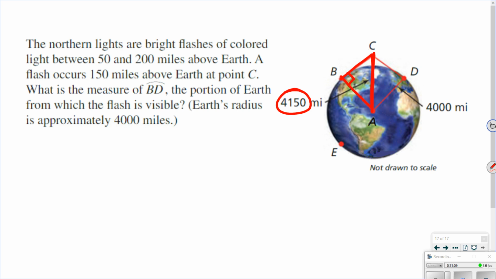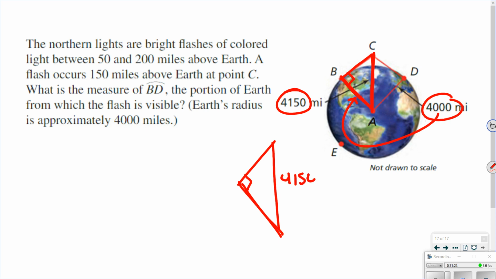I also know the radius. I know this side right here, right? That side is 4,000. So if I trace off this side, I got this triangle. Let's focus on this right triangle. That doesn't look very right. We'll pretend like it is. We know this side is 4,150, and we know this side is 4,000. I want to find that angle right there, right? We're looking for that angle right there.